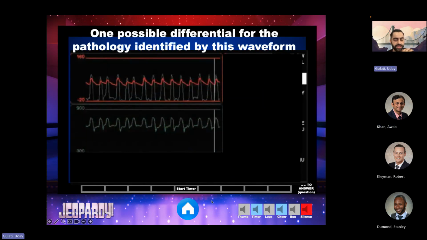Back to another impeller question. So what is one possible differential for the pathology identified by this waveform? Something's wrong with the motor current. I don't know what though. Why is it so high? It's not uniformly there.